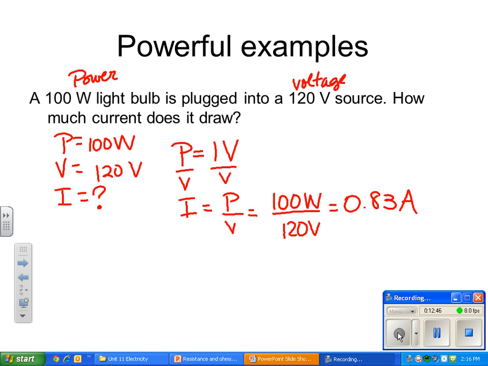And the units are weird. If you're following the units around, watts per volt, you may just have to remember that current is measured in amps. Alright, so this is a bunch of easy-ish math. The hardest part's going to be rearranging the equation, plugging things in the right place. The other thing that you're going to have a little bit of trouble with sometimes is identifying what's what. Remember, watts are power, volts are voltage, and amps are current.